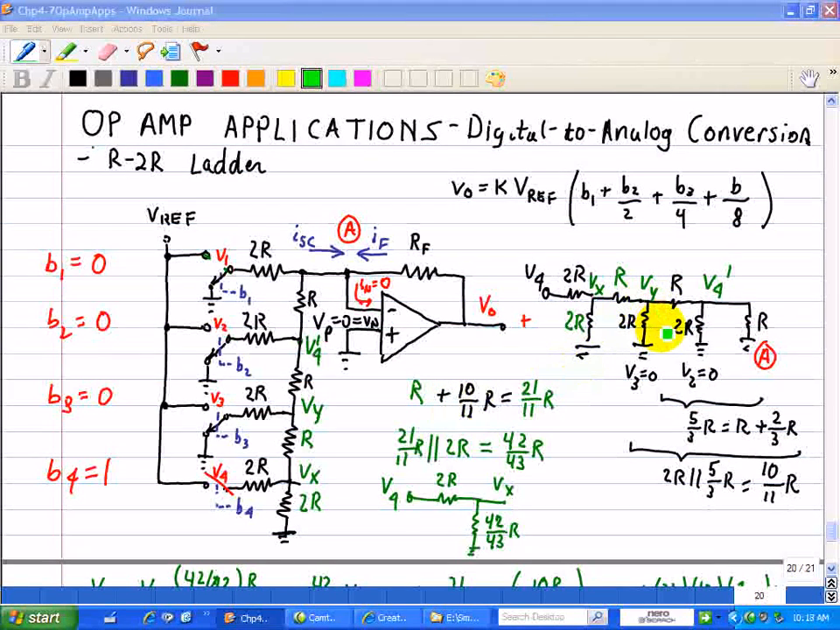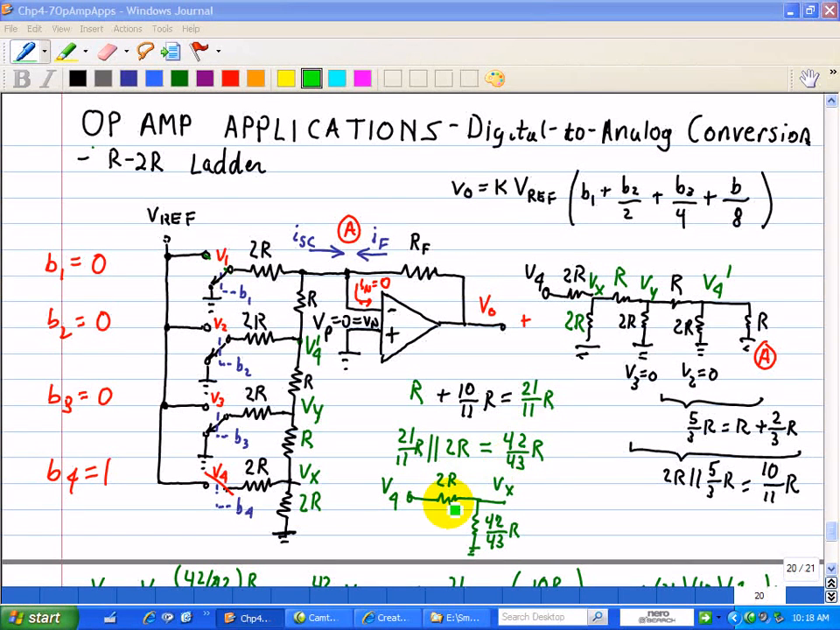and right here from Vx on, this 10/11 R now is connected in series with this R colored in green. So R plus 10/11 R is equal to 21/11 R, and now this resistor network is 21/11 R in parallel with this 2R also colored in green. When you do this algebra, that's 42/43 R. Okay, just multiply these two resistors, 2R times 21/11 R, and divide that by the sum of those two resistors. And when you do that, we get 42/43 R.